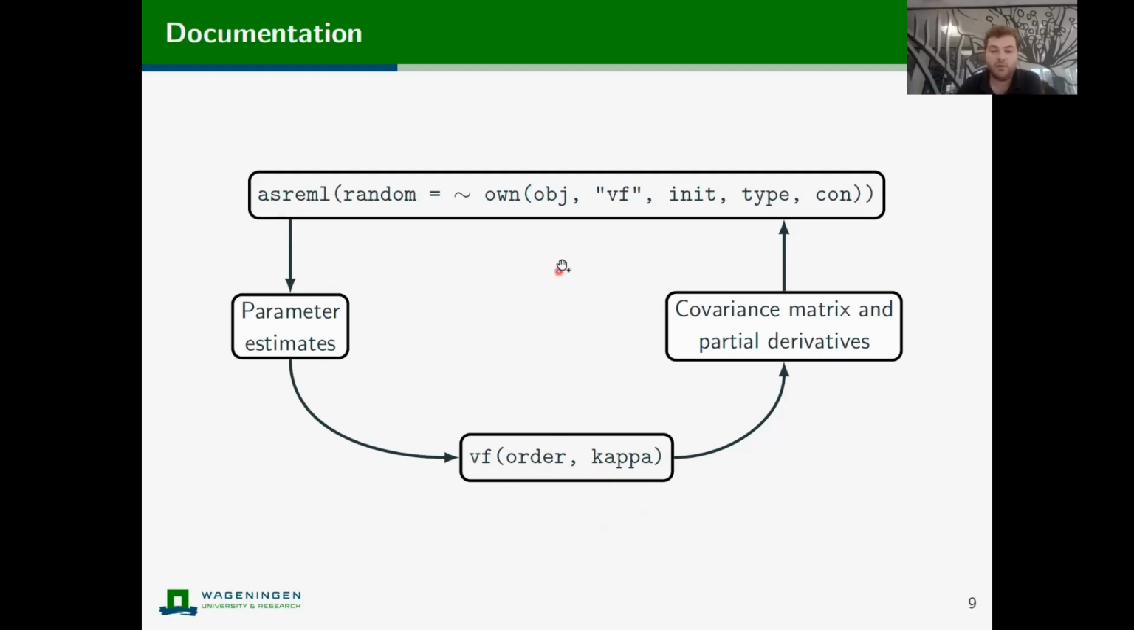Order, which is simply going to be the number of levels in the vector that you want to model. So if you're looking at environments, it would simply be the number of environments. And kappa, which is actually going to be, let's say, a numeric vector containing those parameter estimates. That function, which you program yourself, then computes the covariance matrix and all of the partial derivatives with respect to those parameters and passes that back to ASReml, which ASReml then uses to update the estimates, and then the whole circle starts over again.